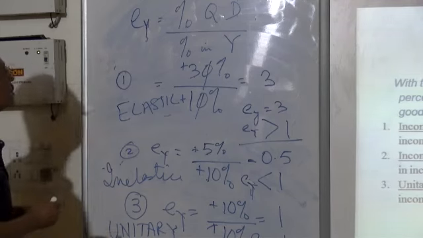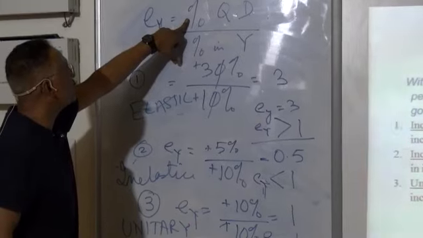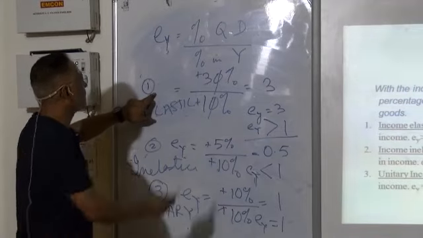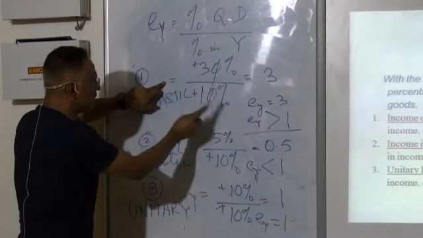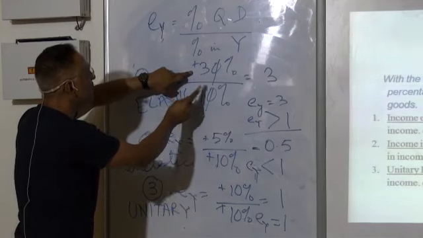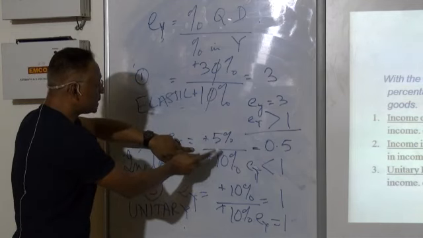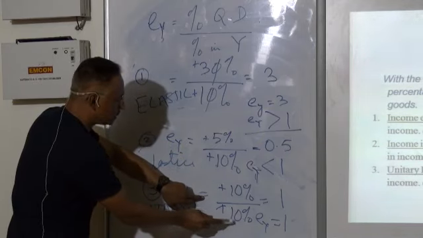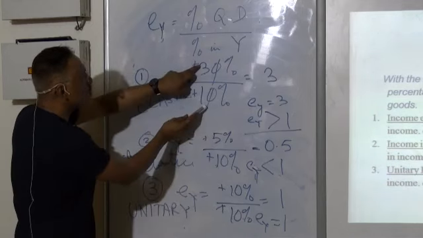So briefly, let's go back and just revise. Income elasticity of demand formula: percentage change in the quantity demanded upon percentage change in the income. First case, income increased, all three the same increase, 10%, 10%, 10%. But how do they behave? Here quantity demanded increases more than 10%. Here it increases but less than the increase in the income. And here income increases by 10%, quantity demanded also increases equally.